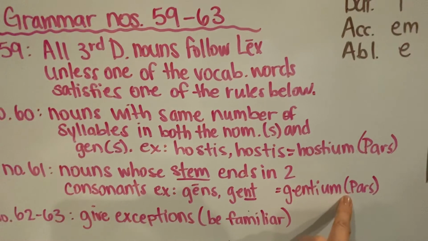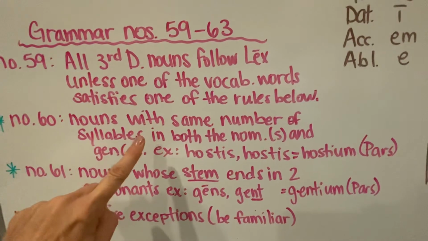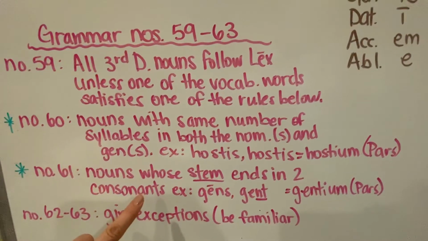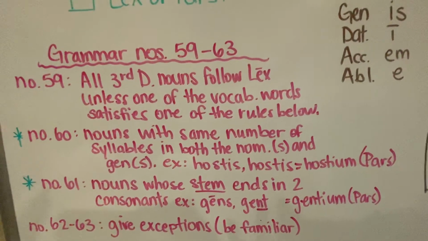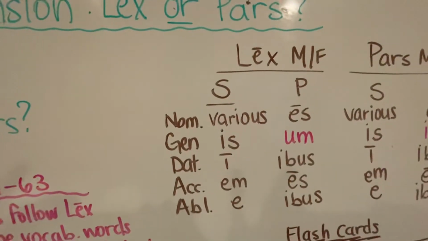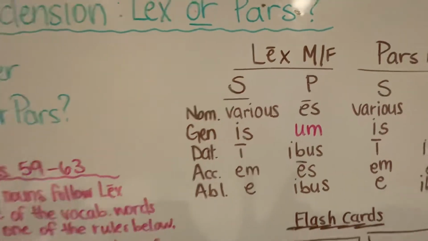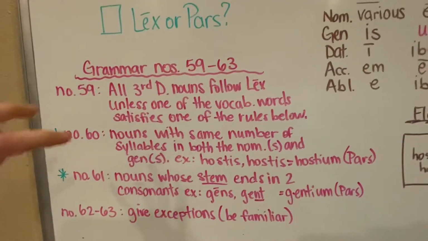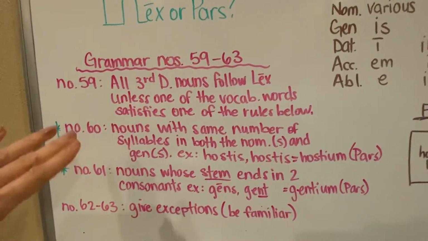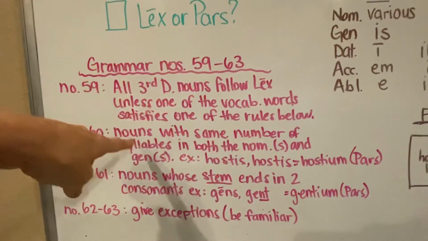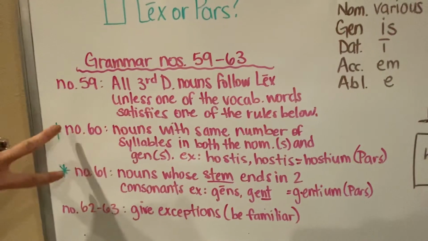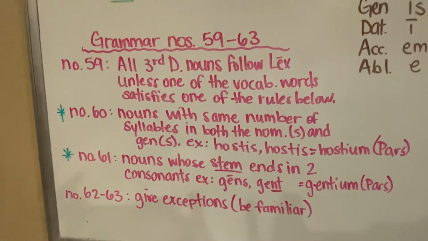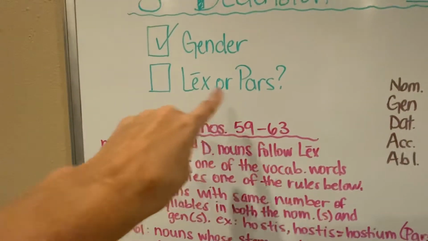Now, if you have vocabulary that does not have the same number of syllables, and the stem does not end in two consonants, then you know it's going to be a lex word. And so this is it. As much as it seems like there's a lot going on here, there's really not. 59 just gives you the gist of what's coming. These are the two main things you need to look at. This is all you're going to evaluate, and once you do that, you will have determined lex or pars.